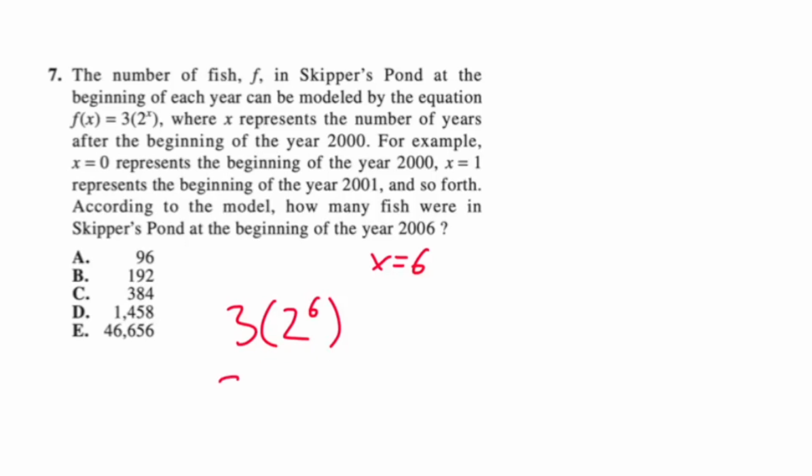2 to the 6th power just means 2 times itself 6 times. So you can visualize it this way if you need to. And you should get 64 from that. You could also just use a calculator. So 64 times 3 is 192, so the answer is B. And ACT categorizes this as functions and modeling.